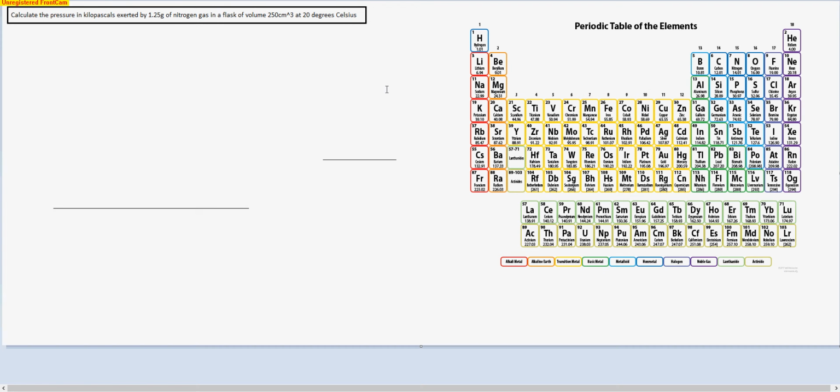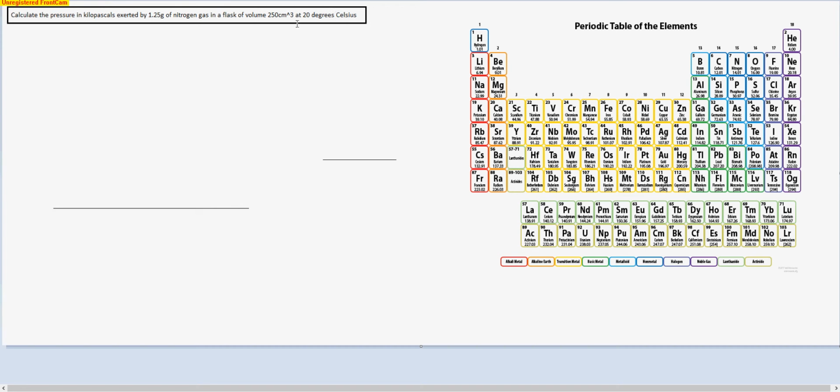Hey guys, I wanted to run through an example problem to help avoid any pitfalls or caveats that you might experience when you're trying to answer some of these technical questions involving pressure, or volume, or mass, when you have all the other variables. So right now it's asking us to calculate the pressure exerted by a certain amount of nitrogen gas in a flask of a set volume at a set temperature.